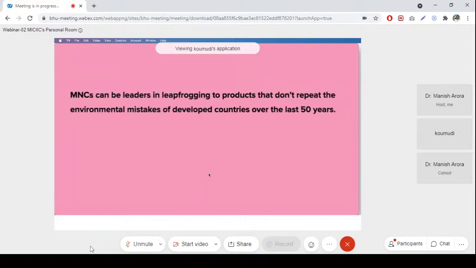Prahlad and Hart argue that MNCs can be leaders in leapfrogging to products that don't repeat the environmental mistakes of developed countries over the last 50 years. Today's MNCs evolved in an era of abundant natural resources and thus tended to make products and services that were resource intensive and excessively polluting.